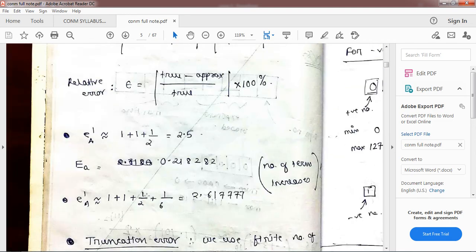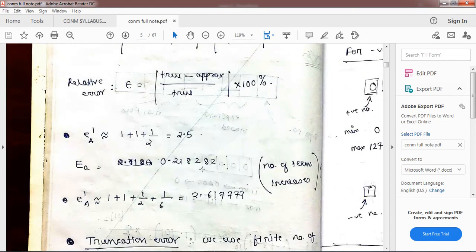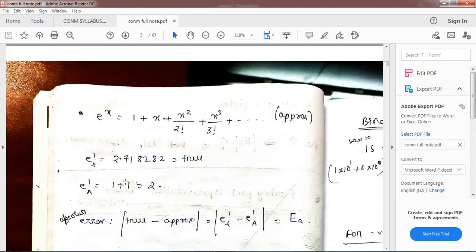Isn't it? Now I consider the four of them. Then I will have 1 plus 1 plus 1 by 2 plus 1 by 3 factorial, which is basically 3 into 2, which is 6. So as the number of terms are increasing, I am getting a value which is closer to the true value.